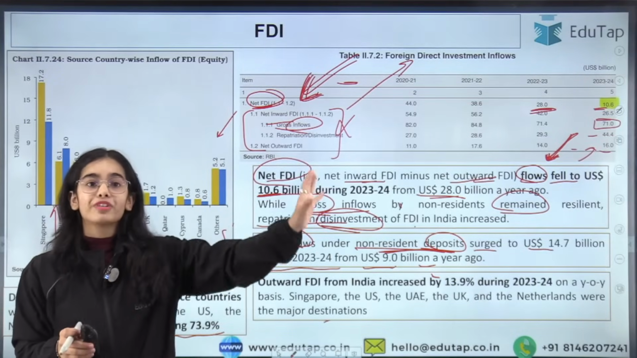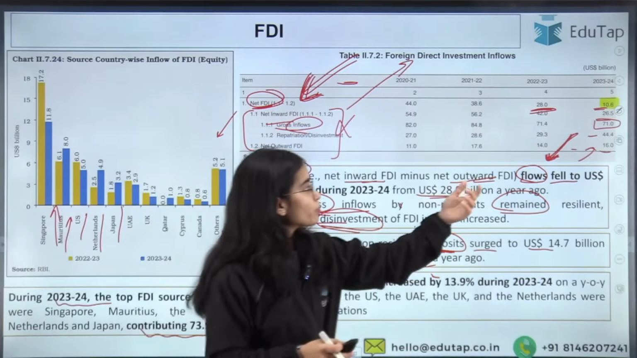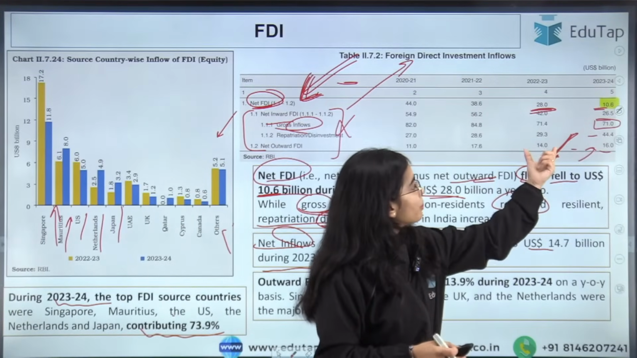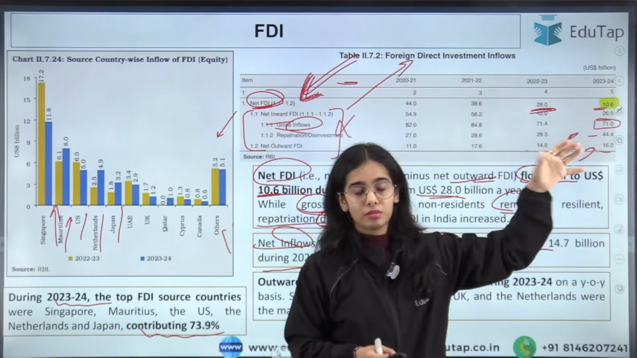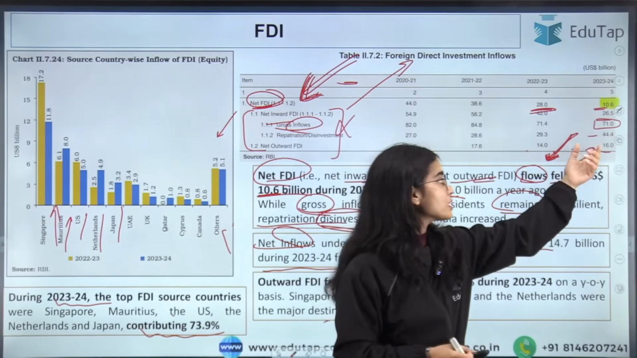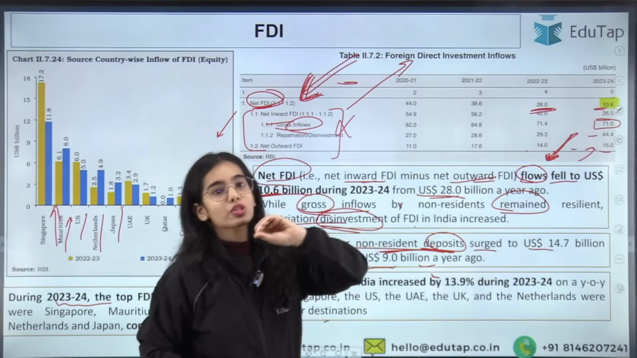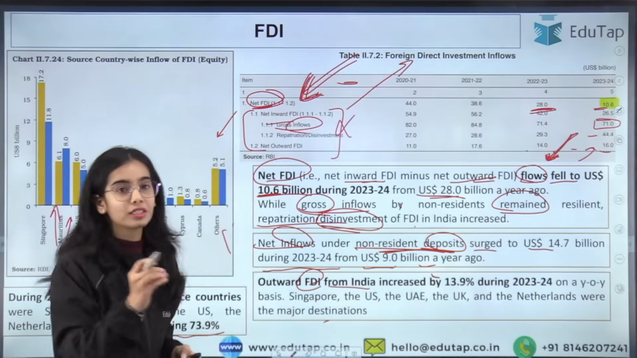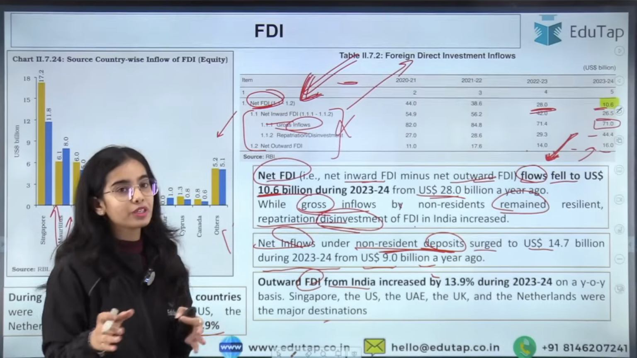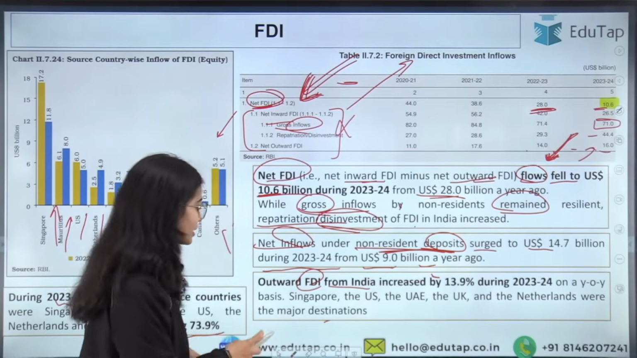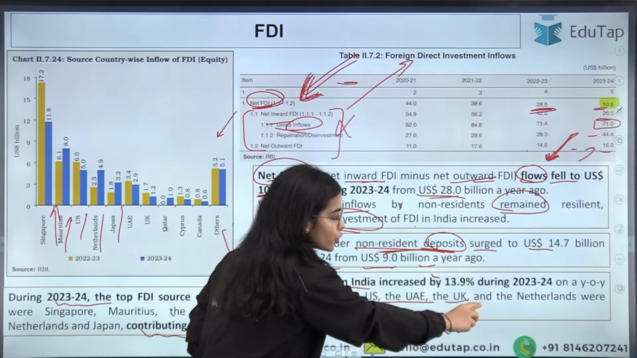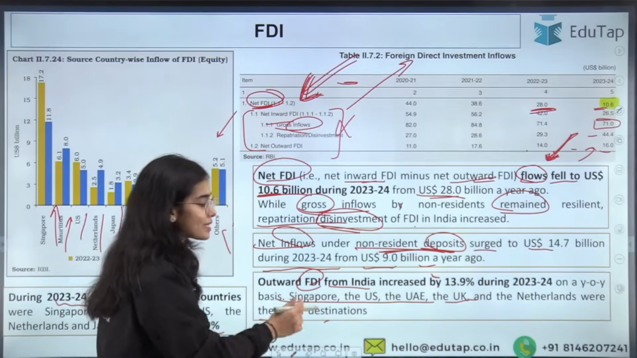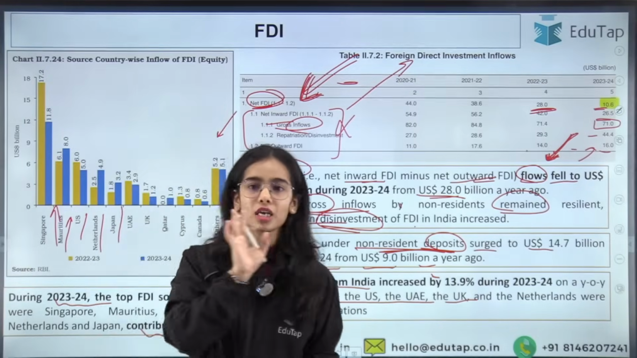Now, outward FDI from our country: till the previous year, $14 billion was being invested in other countries. Now we made $16 billion of investment in other countries. So outward FDI from India increased by 13.9% during 2023-24 on a year-on-year basis. Singapore, US, UAE, UK and the Netherlands were the major destinations where Indian investors invested.